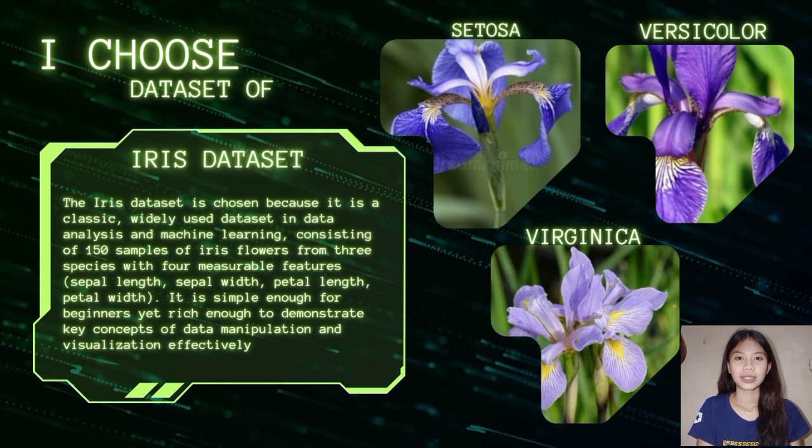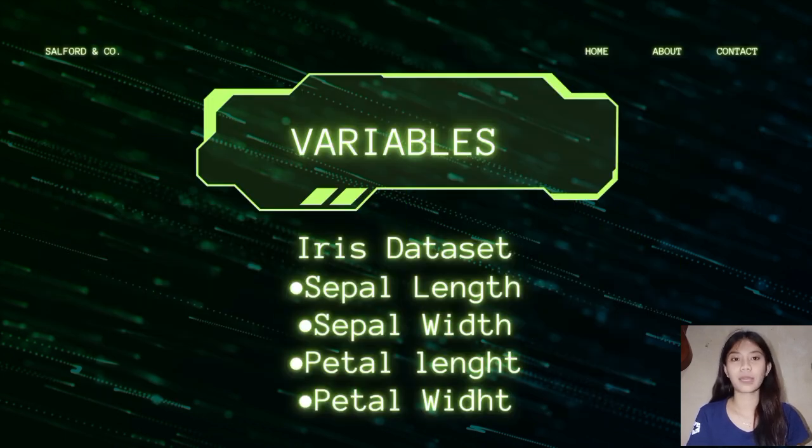effectively. This code introduced the IRIS dataset, a classic open-source dataset often used in data science and machine learning. It contains measurements of 3 species of the iris flower: Iris setosa, Iris versicolor, and Iris virginica. Each flower is described by 4 numeric features: sepal length, sepal width, petal length, and petal width.